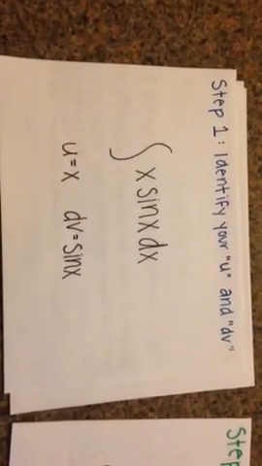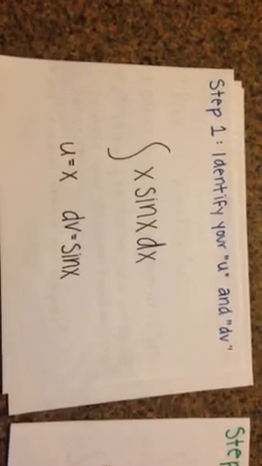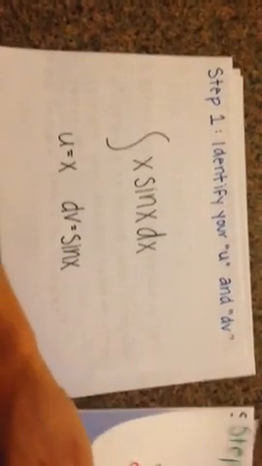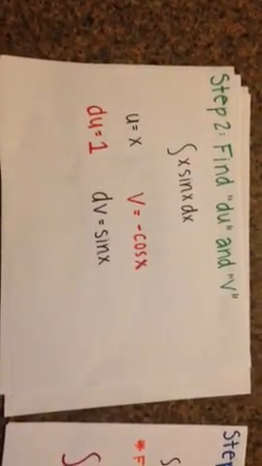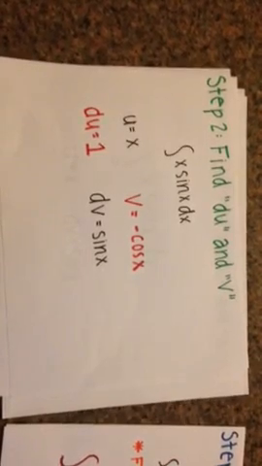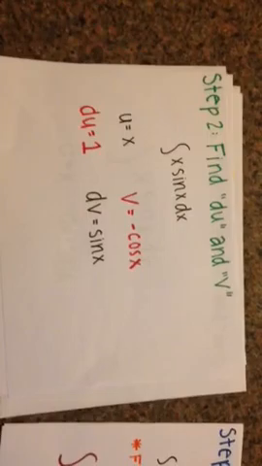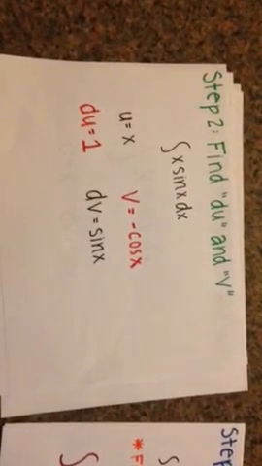Step 1. Identify your u and dv. Given this equation, we know that u equals x and dv equals sine x dx. 2. Find du and v. We know that u is x, so du is 1 dx. We know that dv is sine x, and so v is negative cosine x.